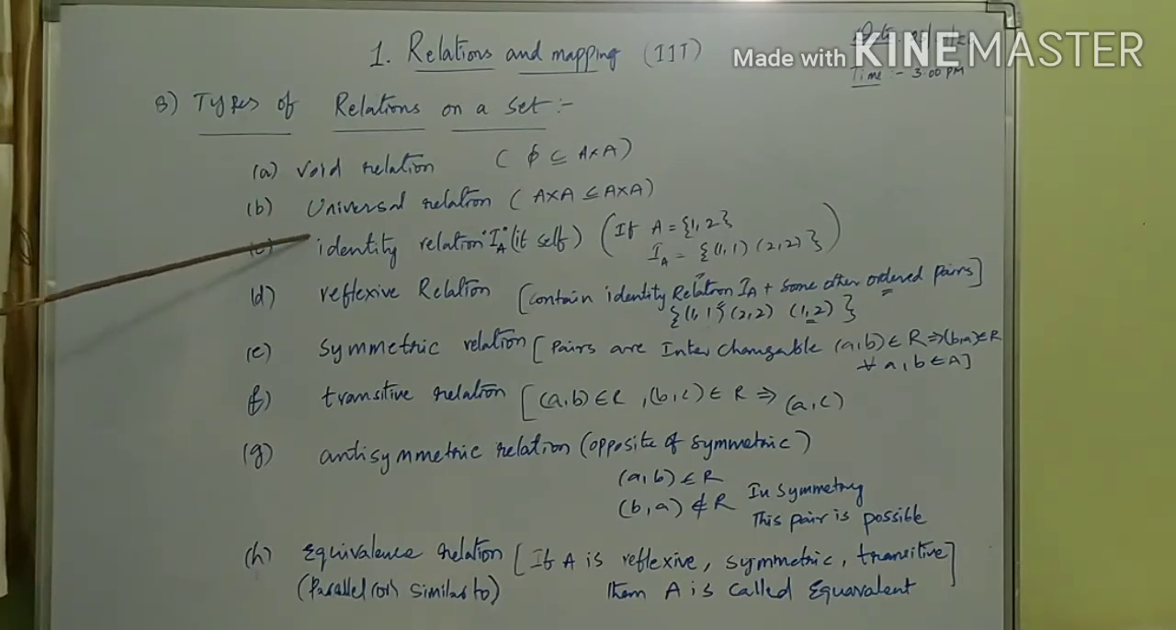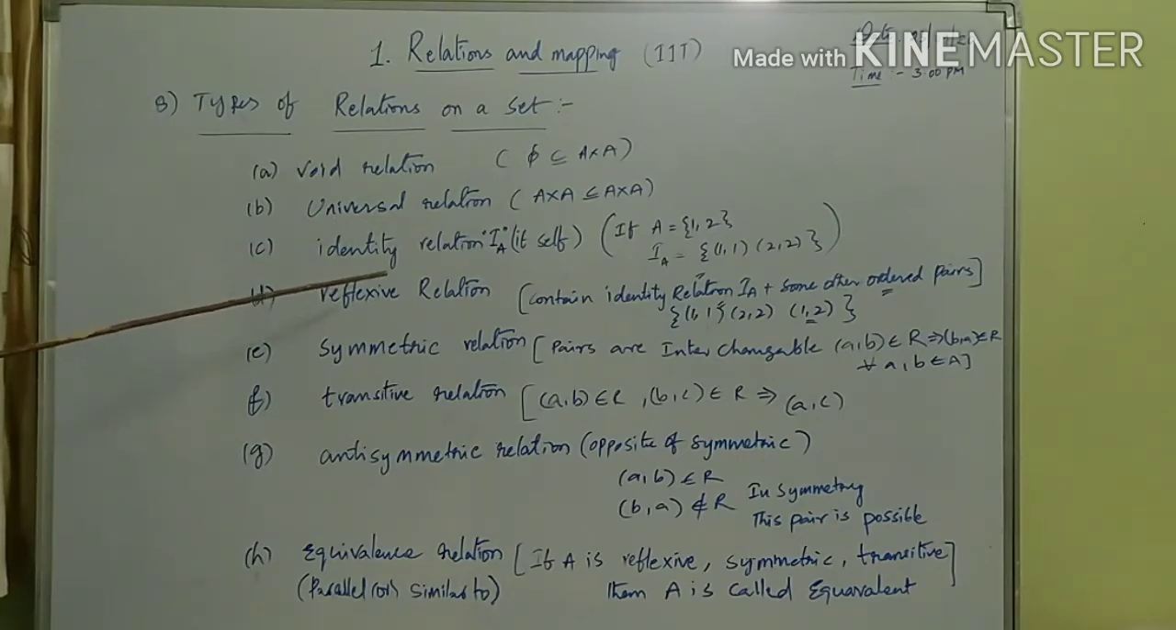Next one, universal relation. B equals A cross A is a subset of A cross A. All the ordered pairs of A form a subset of all ordered pairs of A. This relation is called the universal relation.